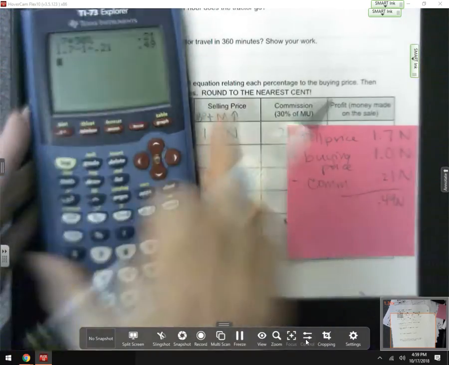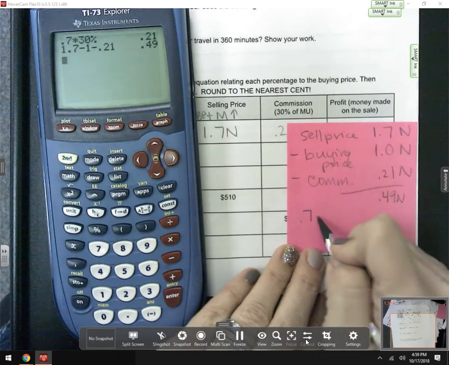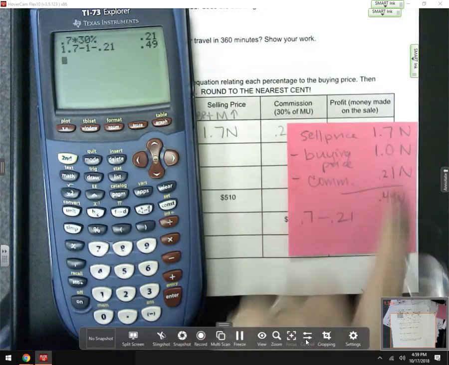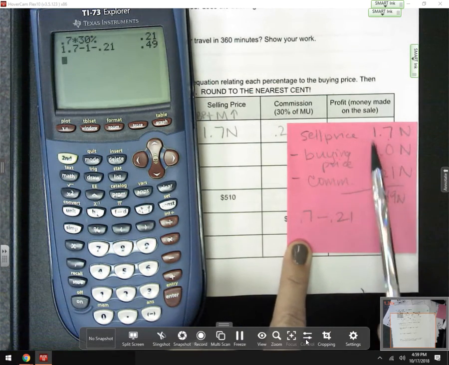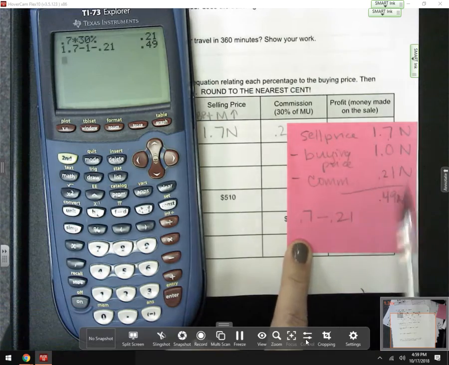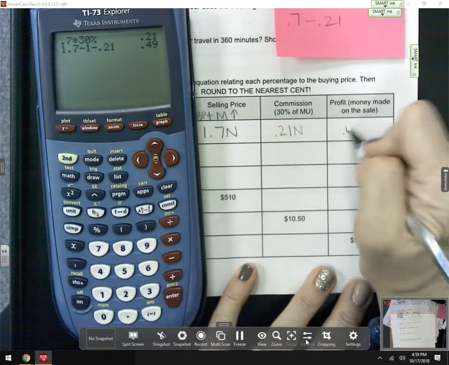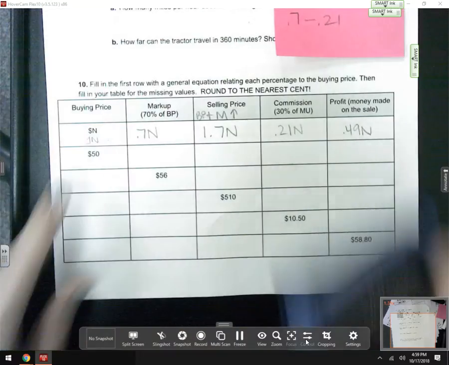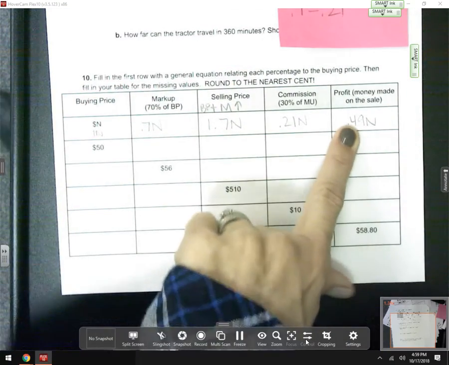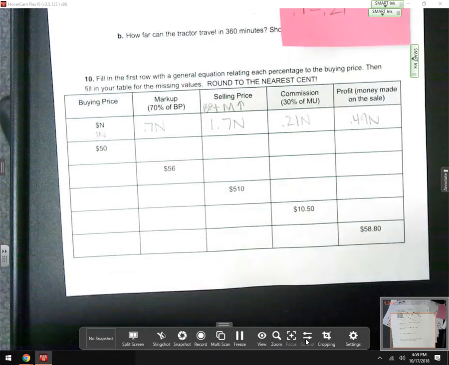take away the commission. So the markup would be 0.7, take away commission, which is 0.21. So if you see right here, the 0.7, this is what we get after we take the buying price away from the selling price. So 0.7 minus the commission. Either way, our equation for that is going to be 0.49n. So whatever we buy the item for, we're going to make 0.49n profit after we pay everything back.